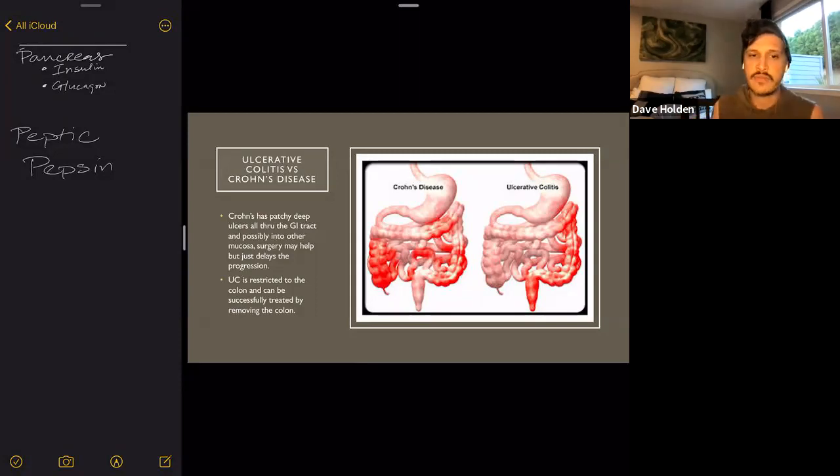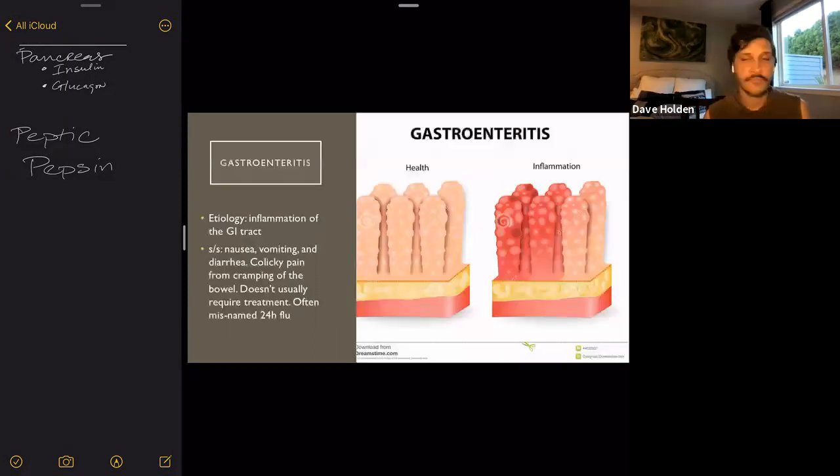Since ulcerative colitis is restricted to the colon, and it's almost always contained to the rectum and the descending colon, then surgery is usually successful in treating it. They just remove the colon. And you can't get ulcers on an organ that you don't have. So if they take away your colon, you don't have ulcerative colitis anymore. Good stuff? Good stuff.